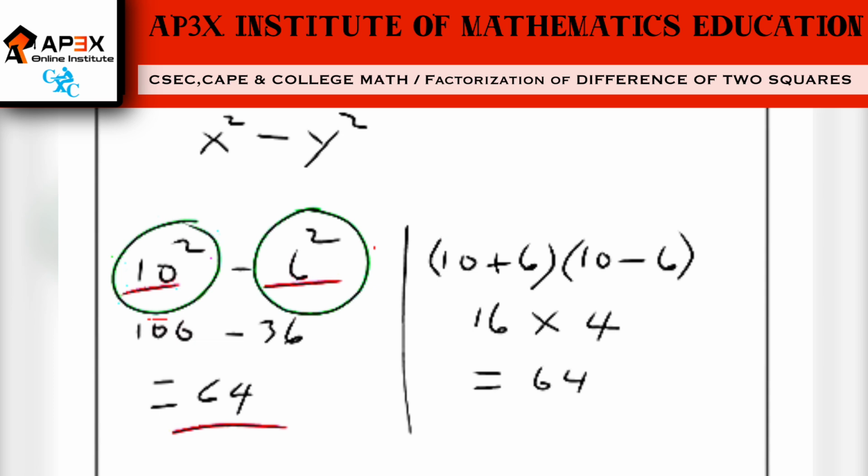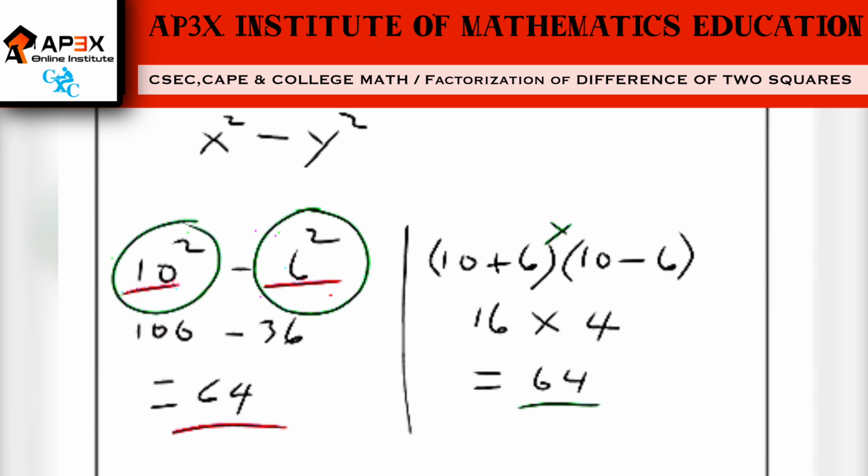So therefore, 10 plus 6 is 16, and 10 minus 6 is 4. Bracket means to multiply. Guess what happens? 16 times 4 is 64. Really nice, right? Really nice, definitely. So you can see that we can get the same answer using two different approaches.